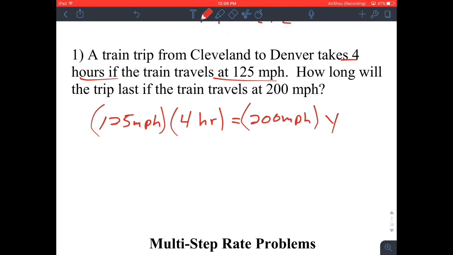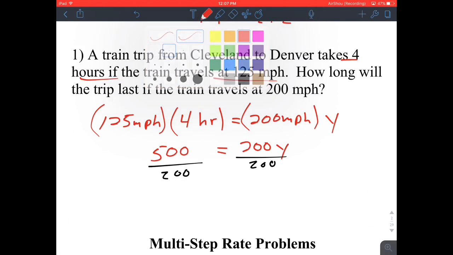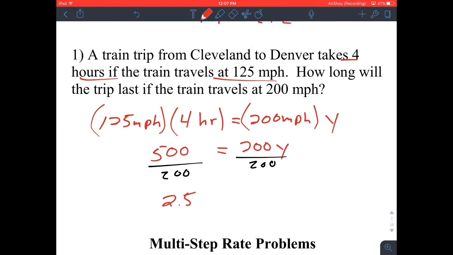Well, if you multiply 125 times 4, you're going to get 500. Let's forget about the labels for now. Let's make it simpler. And if you divide both sides by 20, using the division property of equality for real numbers, you end up with 25 equals y. It says how long, so that's going to be measured in hours. 2.5 hours.